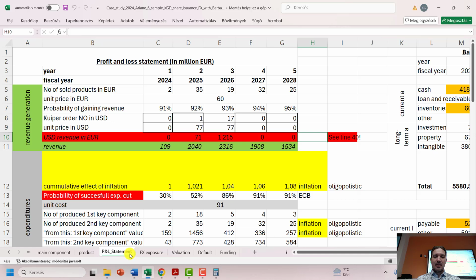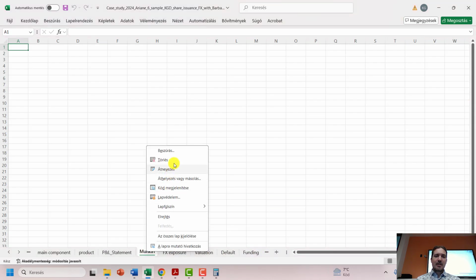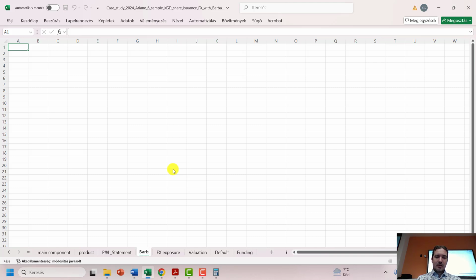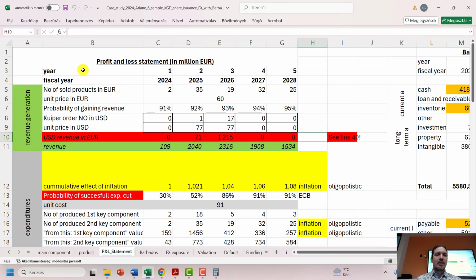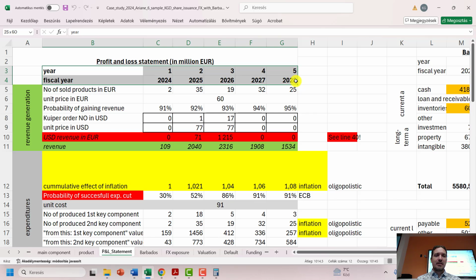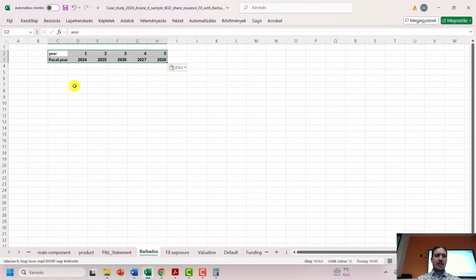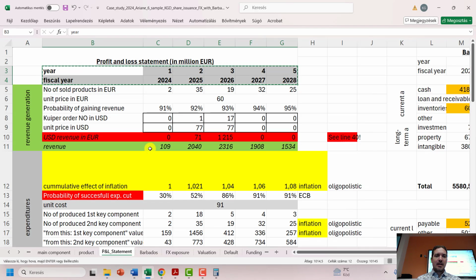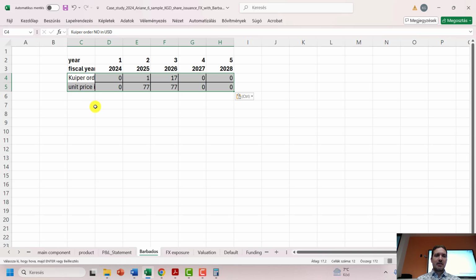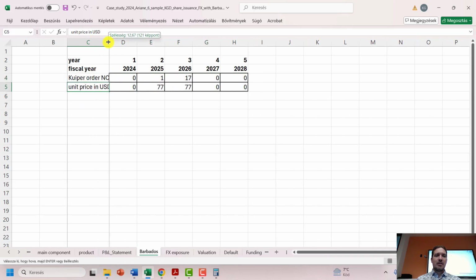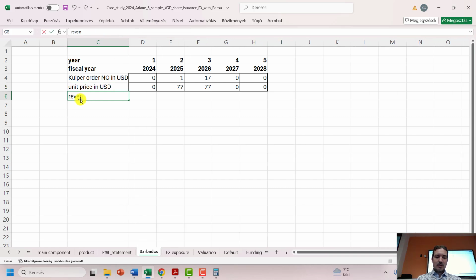So, Barbados. We are defining the fiscal years. And also we are defining how much money can be earned. USD 0 multiplied by 0, so it's 0, and after that we can see how much can be earned.